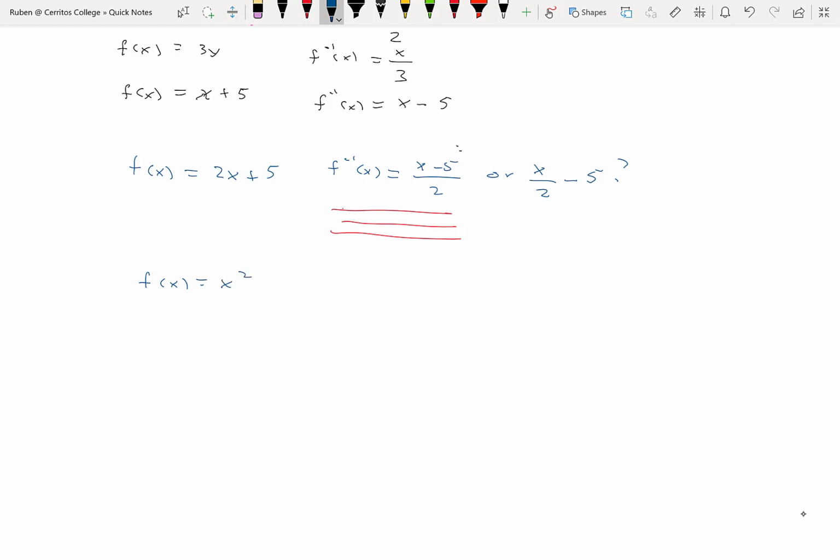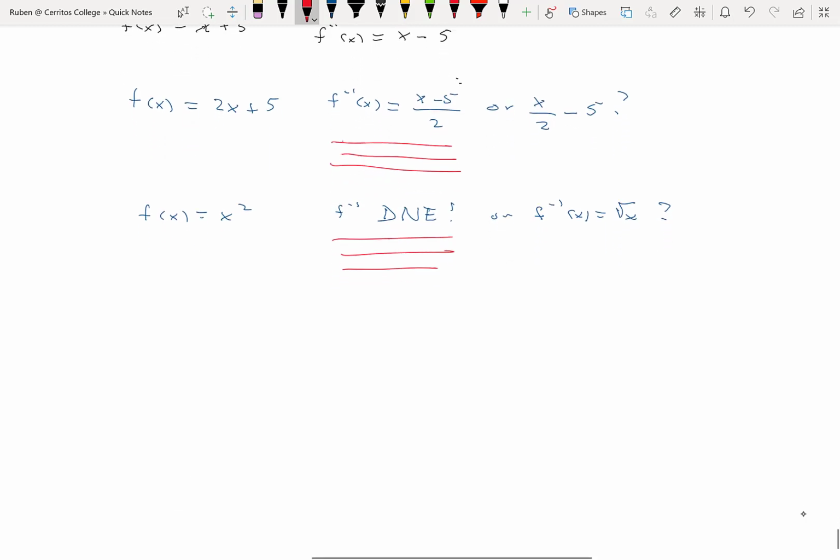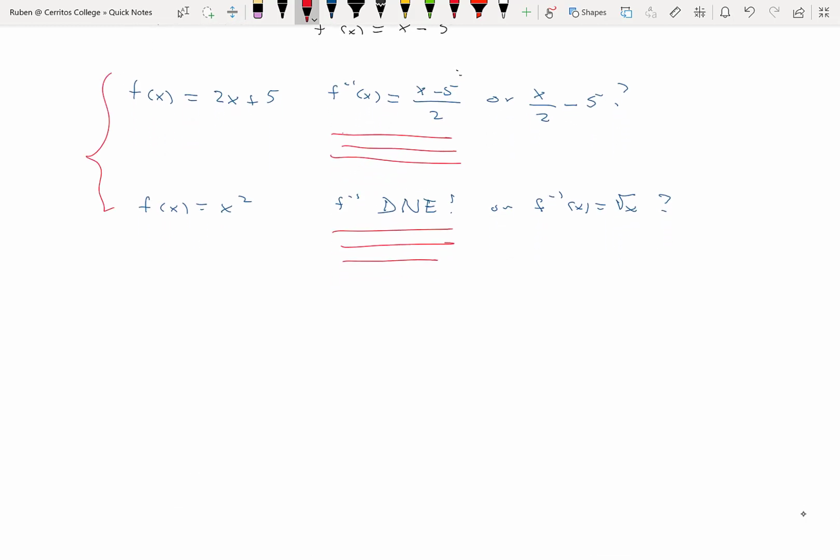And the problem is that f inverse does not exist. Or is it f inverse of x equals the square root of x? And the unfortunate answer is that it doesn't exist. These are two problems that we need to deal with.